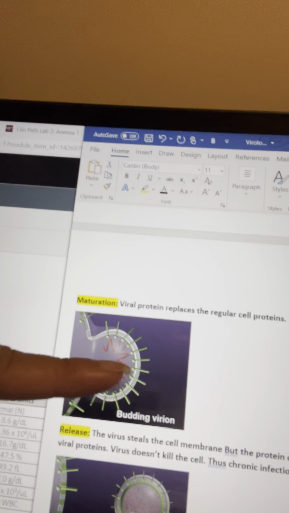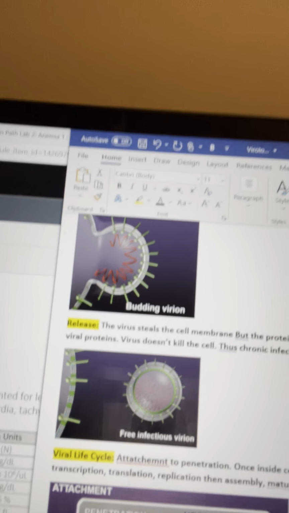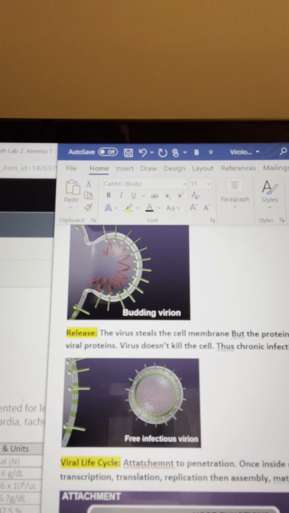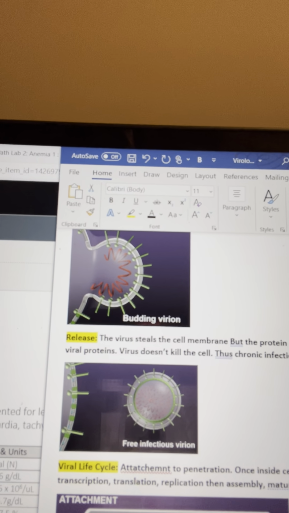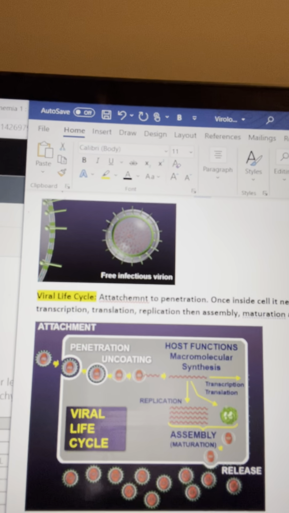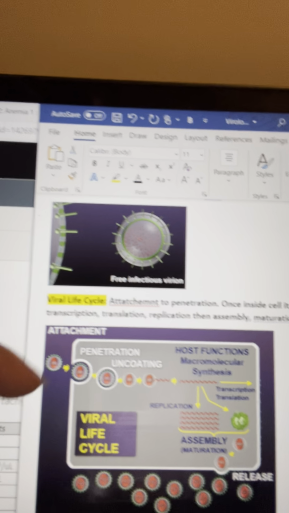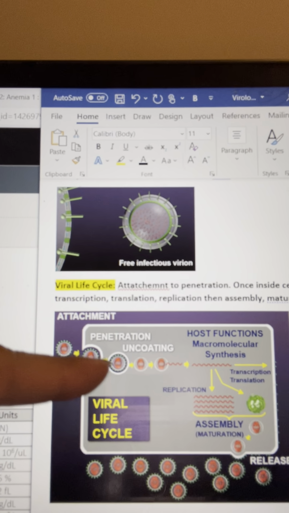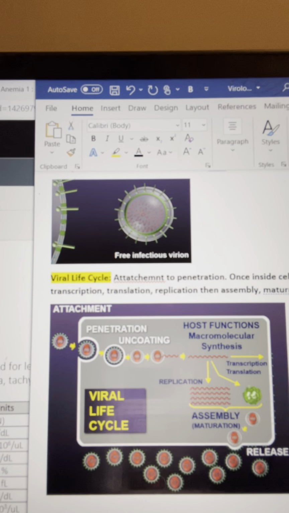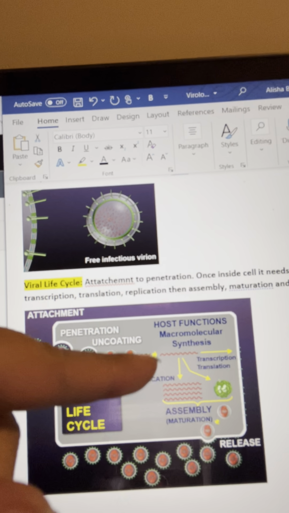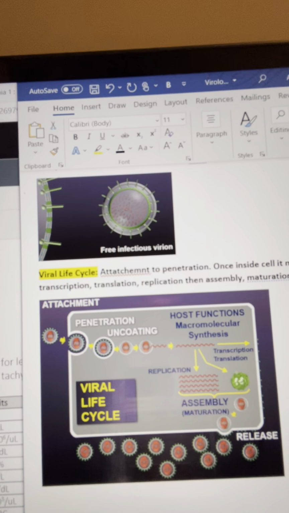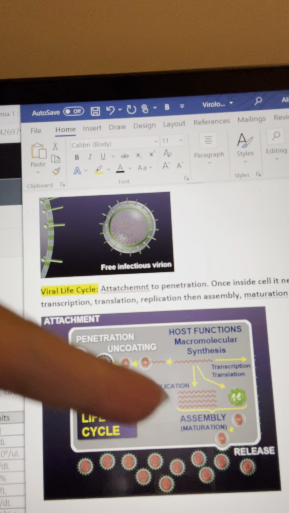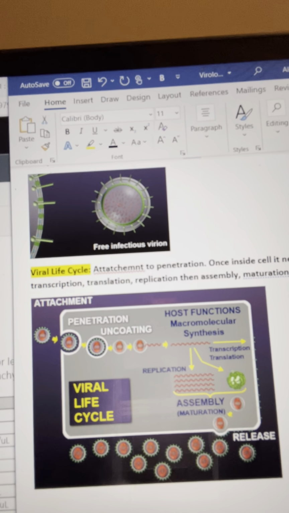Here are pictures of these. And then we have the release, where the virus steals the cell membrane, but the proteins on the cell membrane now are viral proteins. The viruses don't kill the cell, thus this means chronic infection. So here's the overall cycle. We have attachment, penetration, and uncoating, which leads to transcription, translation, and replication, which goes to assembly, where it matures, and then it's finally released out.